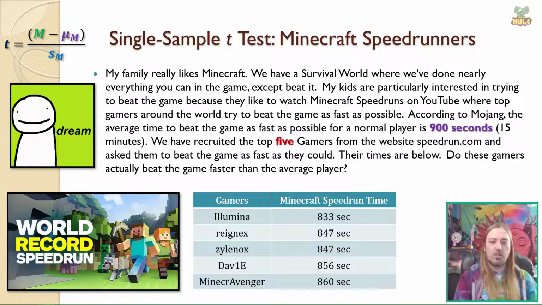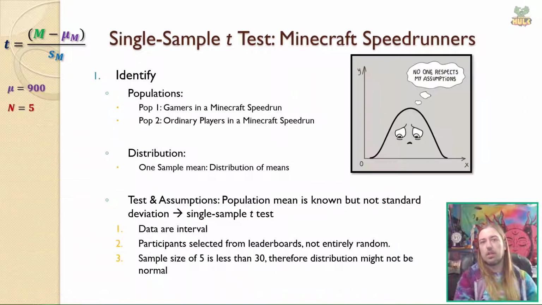Okay, so the question is, does this sample of gamers differ from the population? Right? We have 5 individuals. We can calculate their sample mean. We can calculate their sample standard deviation. And we can ask then whether or not those characteristics allow us to conclude whether or not these individuals are different from the larger population of normal players. So let's do it. Let's go through the 6 steps for a single sample t-test.